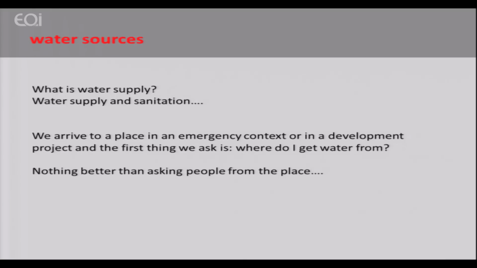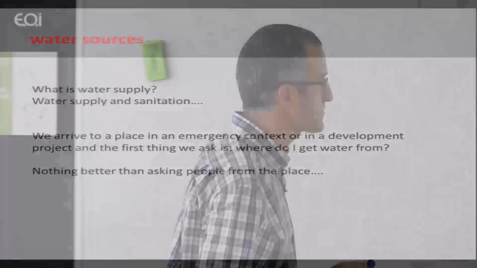So, water sources. What is water supply? As I told you, water supply is what we call clean water, the water that we are going to drink. We arrive at a place in an emergency context or in a development project, and the first thing that we ask is, where do I get water from? Okay. Nothing better than asking people from the place. This is something that maybe is not written in the books, but it's the first thing that you have to do, is to ask people, right?